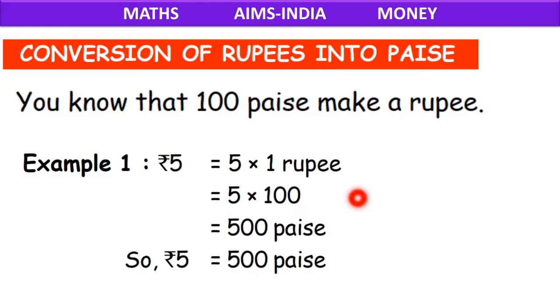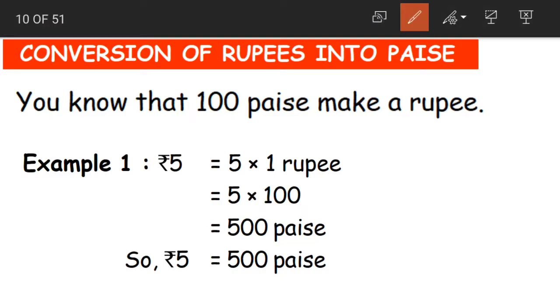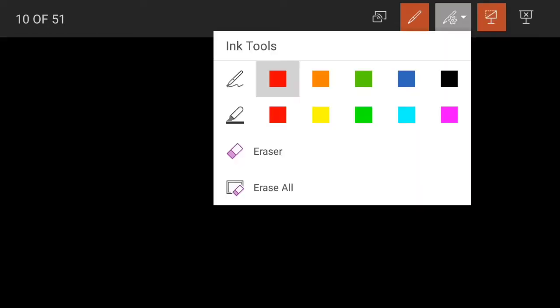Now what is this? If we have rupees, say 4 rupees, or in the example here we have 5 rupees, and we want to convert this rupees into paise. I want to know how many paise 5 rupees will be equal to. Now before that, what should we know? Know that 100 paise make a rupee.